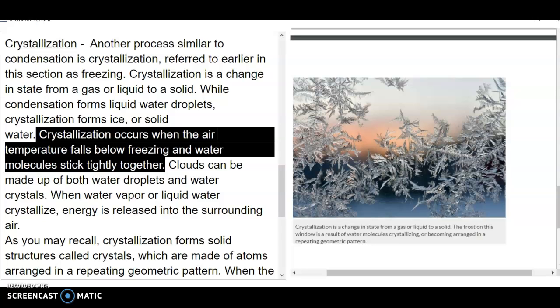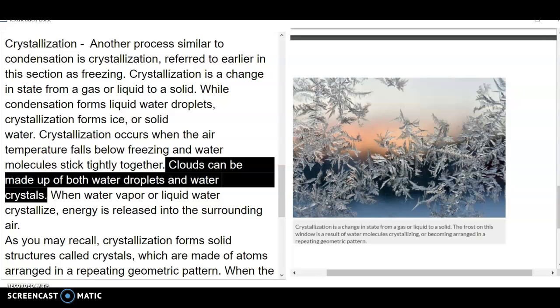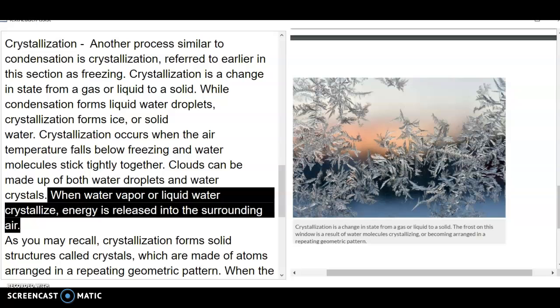Crystallization occurs when the air temperature falls below freezing and water molecules stick tightly together. Clouds can be made up of both water droplets and water crystals. When water vapor or liquid water crystallize, energy is released into the surrounding air.